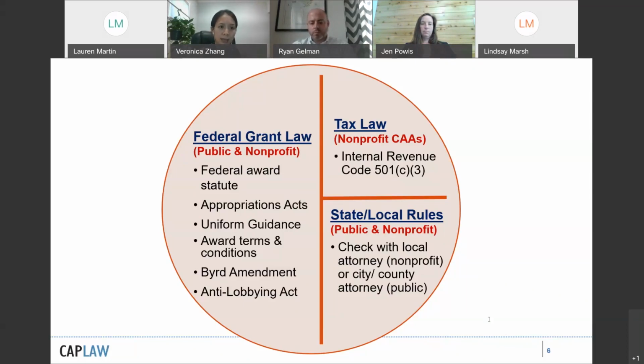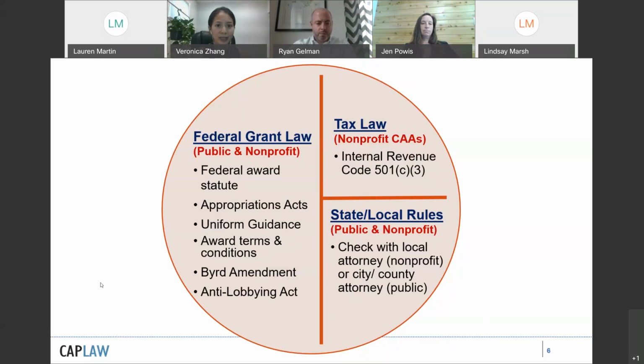The main one that applies to community action agencies, and the broadest one, is found in the Appropriations Act. That act prohibits activities that are designed to influence legislation. That's the definition that we were using in the first slide. And then in the last bucket, state and local rules, we're not going to be covering those on this webinar today, since this is a national webinar. But it is critical for you to check with your local attorney, and if you're a public CAA, to check with your city or county attorney on any restrictions that may apply beyond the federal grant law and tax law rules that I've mentioned here.